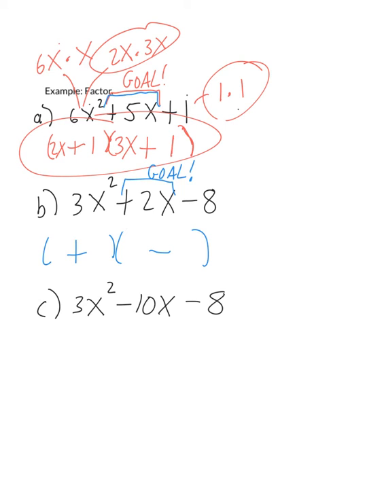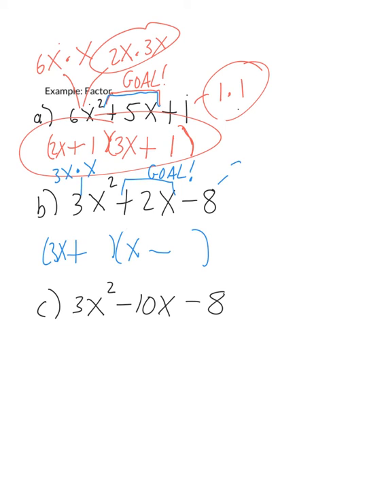When I think about what multiples make the first term, 3x squared, the only pair that works is 3x times 1x, or x. The problem here is I don't know which should go with the plus symbol and which should go with the minus symbol. It is literally just guessing, throwing them in there. So I'm going to go ahead and just put the 3x with the plus symbol and the 1x or x with the minus symbol to begin.